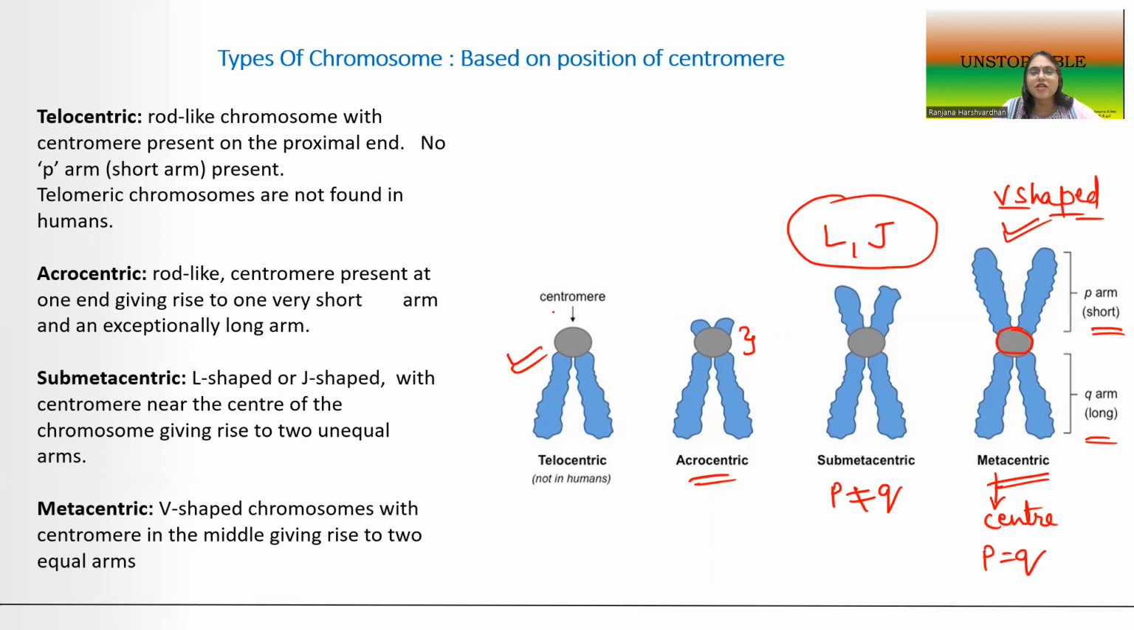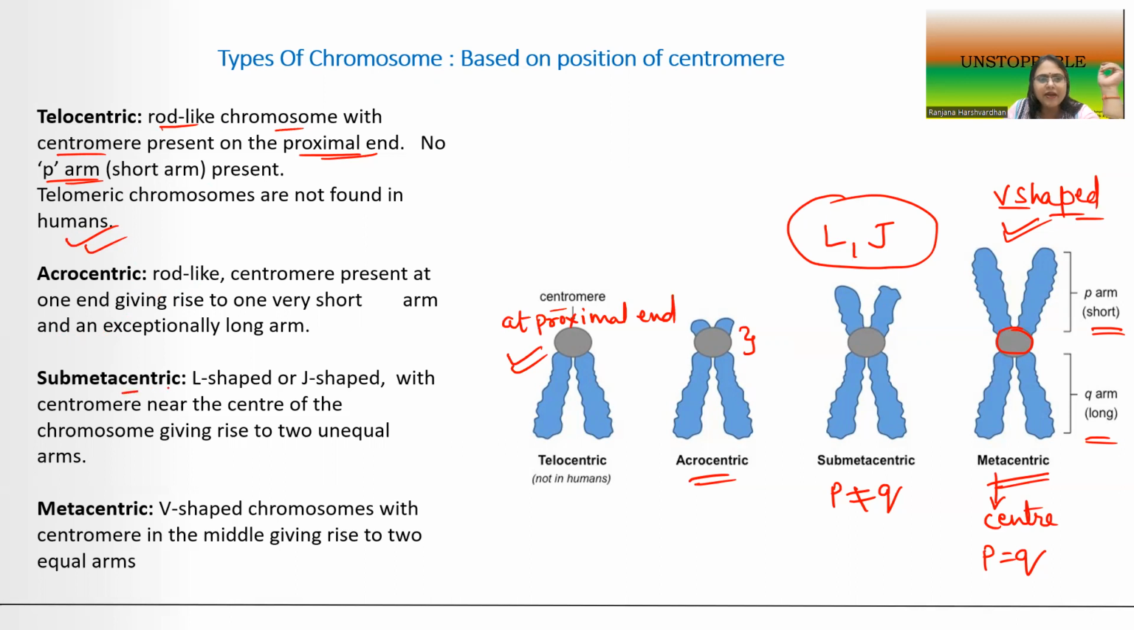That is where the centromere is at the proximal end, that is, at the far end. So this is about the classification of the chromosomes, children. You can give a reading. Telocentric chromosomes are rod-like chromosomes with the centromere present on the proximal end. There is no P arm. So you can get a question on the type of chromosome in which you do not see any P arm. That is called a telocentric chromosome. They are not found in humans. Acrocentric means a very, very small P arm and a very long Q arm.